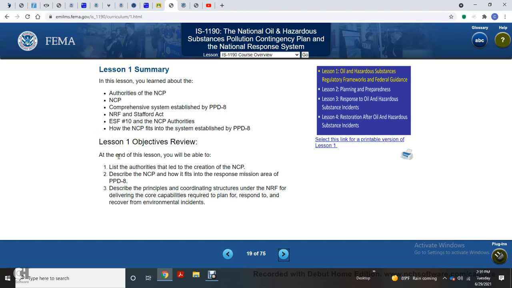And the Lesson 1 objective review. At the end of this lesson, you'll be able to list the authorities that led to the creation of the National Contingency Plan, describe the National Contingency Plan and how it fits into the response mission area of the Presidential Policy Directive, and describe the principal coordinating structures under the National Response Framework for delivering the core capabilities required to plan, respond to, and recover from environmental incidents.